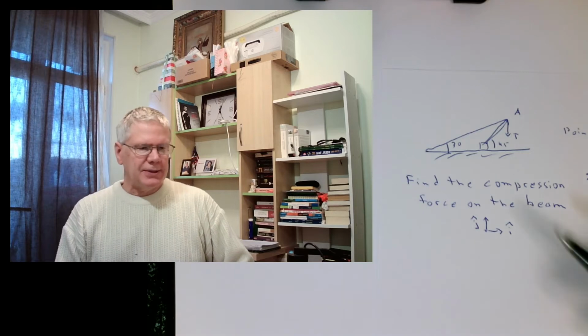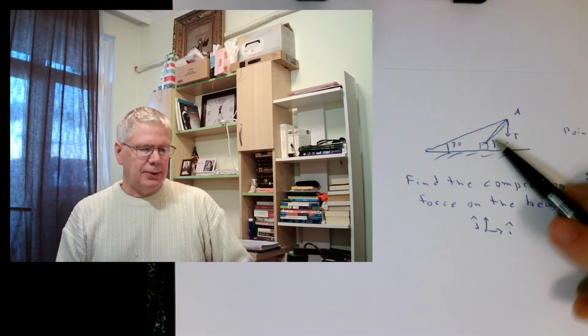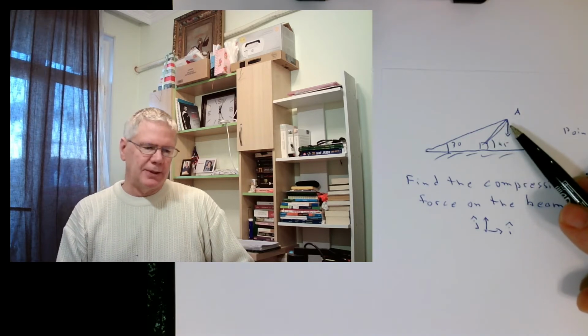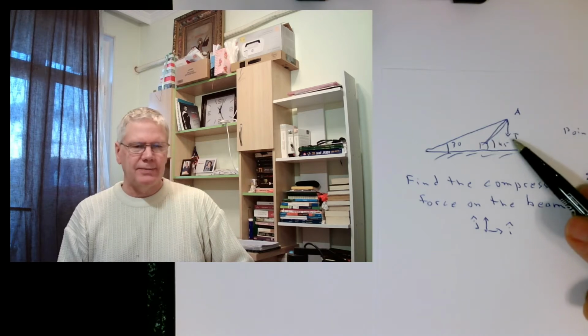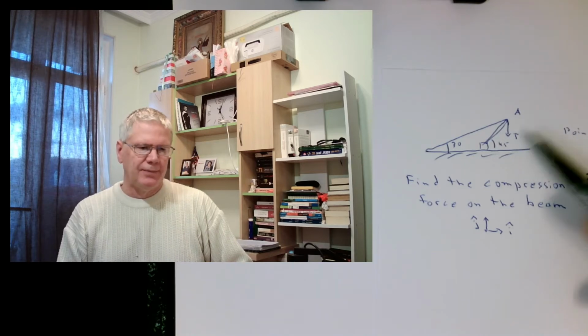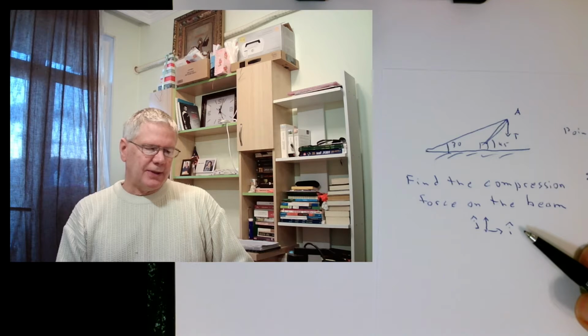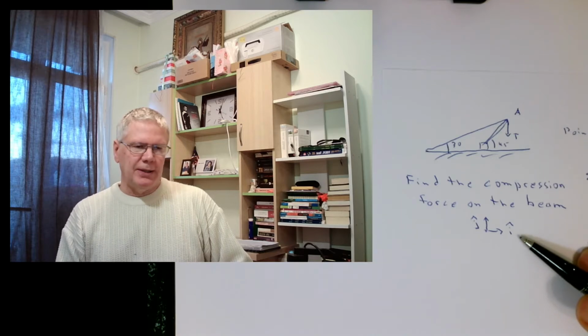So the problem is that we have a boom, like a boom on a crane, holding up a cable with a tension in it. Something's hanging from the cable down here by the T. And what we want to do is find the compression force on the beam.